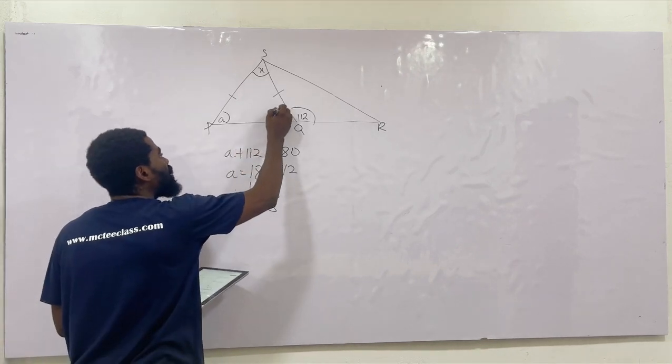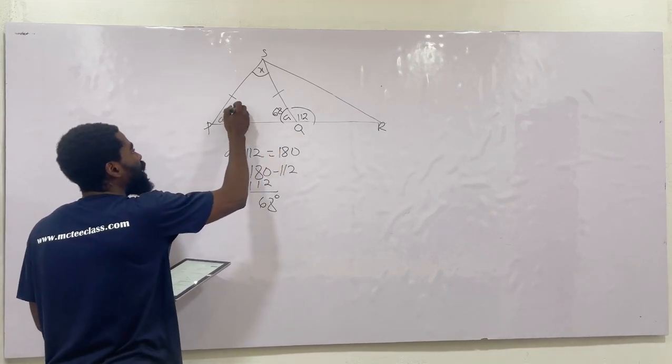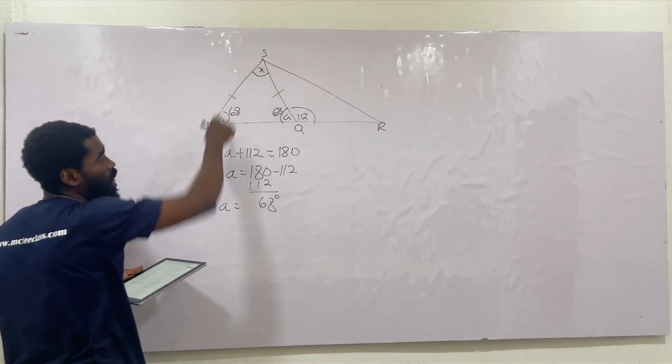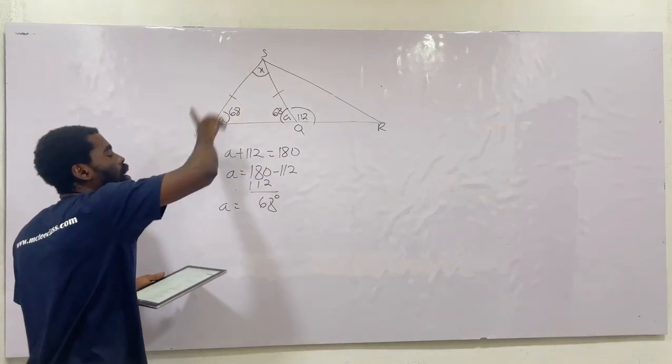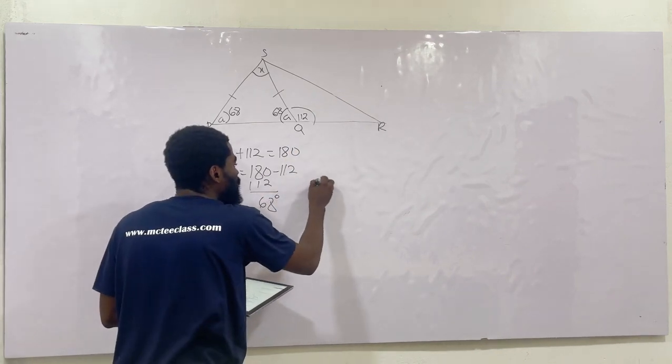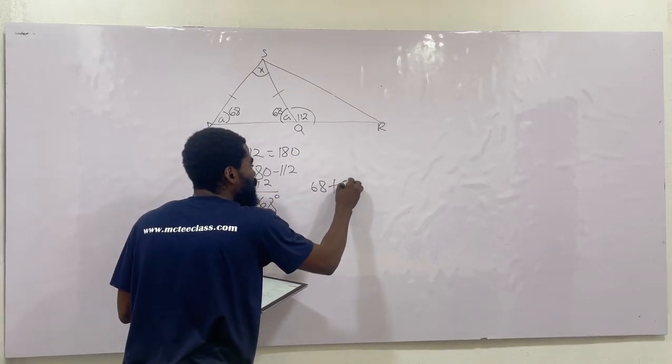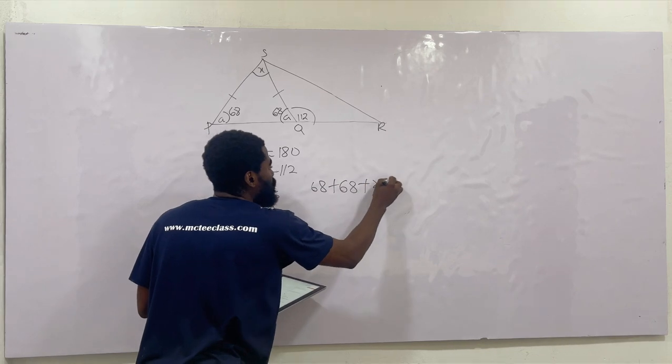Now that I know this to be 68 degrees, that will be 68 plus 68 plus x to be equal to 180, where 180 is the sum of angles in a triangle. So I'll get 68 plus 68 plus x equals what?